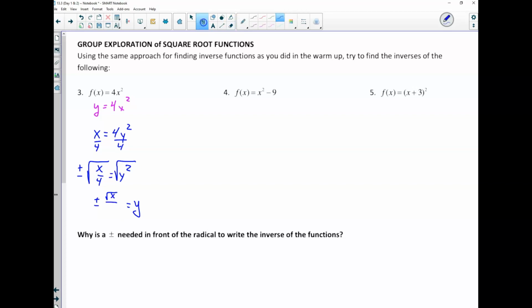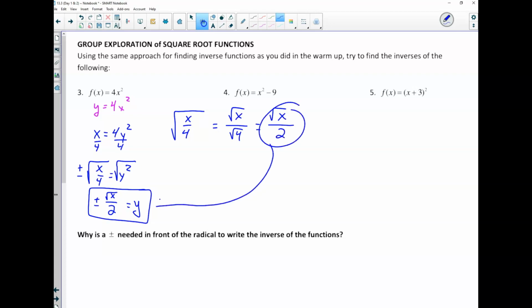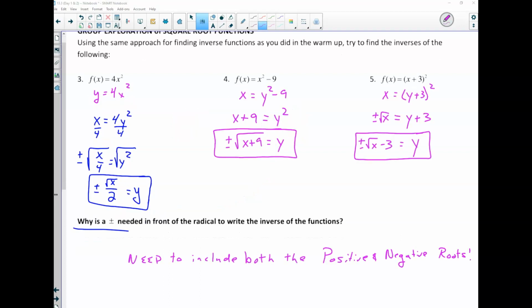Okay? And we'll talk about this here really quick. Just remember, when you have the square root of x over 4, that's the same as the square root of x over the square root of 4, which is the square root of x over 2. And that is how I got that. So I'm going to hit pause, and why don't you do number 4 and 5 and answer why a plus or minus is needed in front of the radical to write the inverse of the functions.